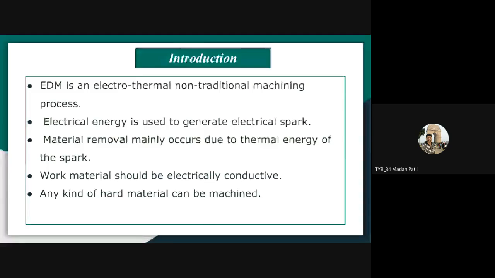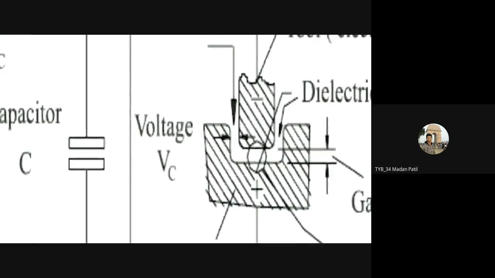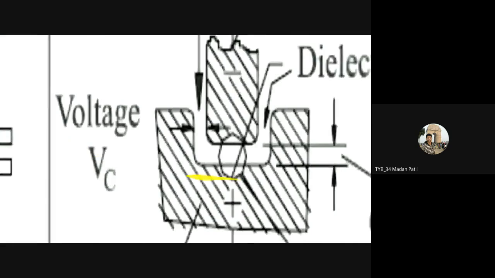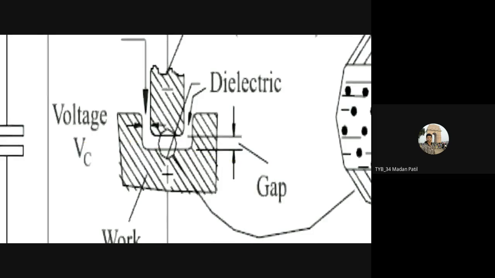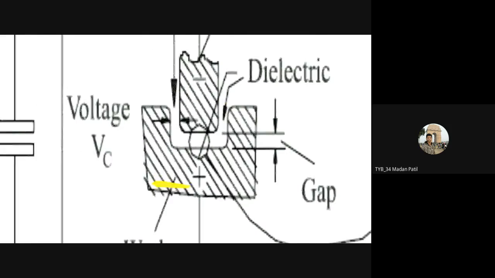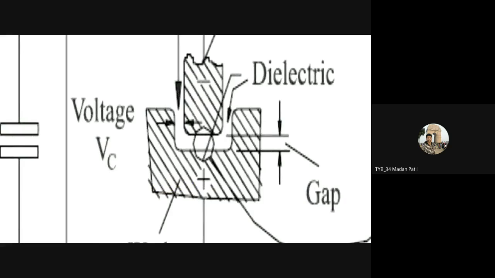And that spark's location is determined by the narrowest gap between those two electrodes. That gap is called the inter electrode gap. You can see here also, we have the gap. This one is your tool, and another is your workpiece. Normally the workpiece is connected to the positive terminal, so the workpiece will act as the anode, and your tool is connected to the negative terminal of the DC power supply.